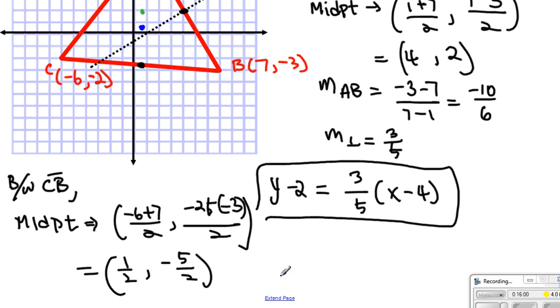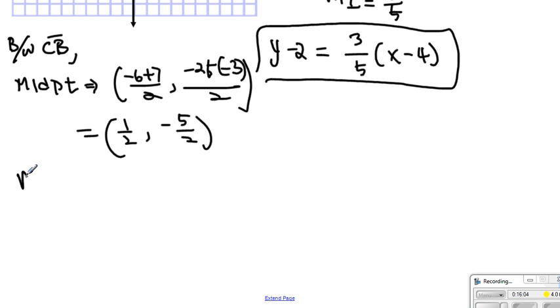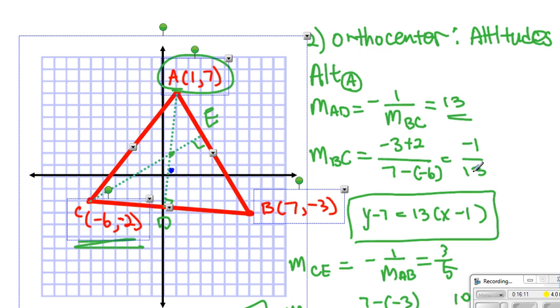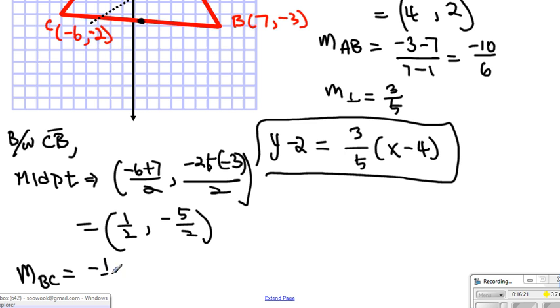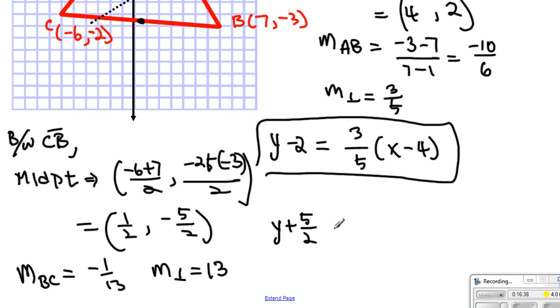That's the point. Now then, what is the slope? Slope of BC or CB, I believe we figured it out earlier, which was equal to negative 1 over 13. So here we have negative 1 over 13, and the slope of the line that's perpendicular has to be simply 13. Now, using this, we can set up the equation where we have y plus 5 over 2 is equal to the slope, 13, times x minus 1/2.